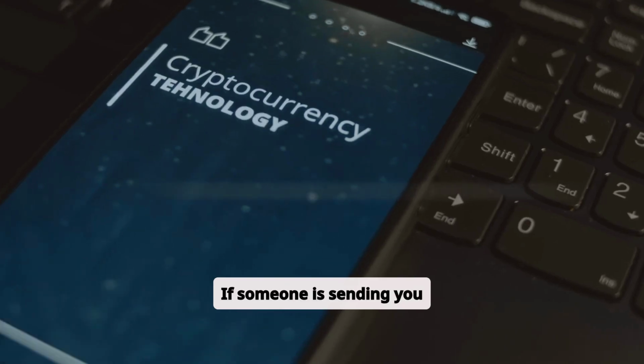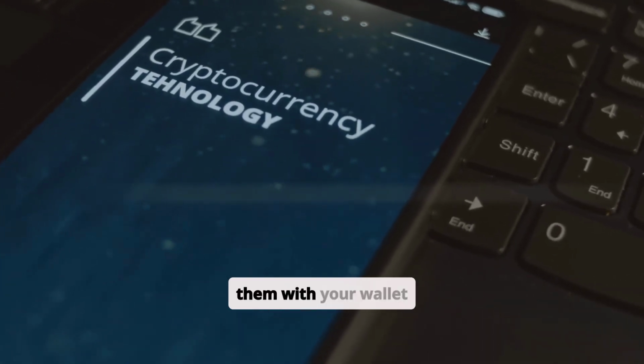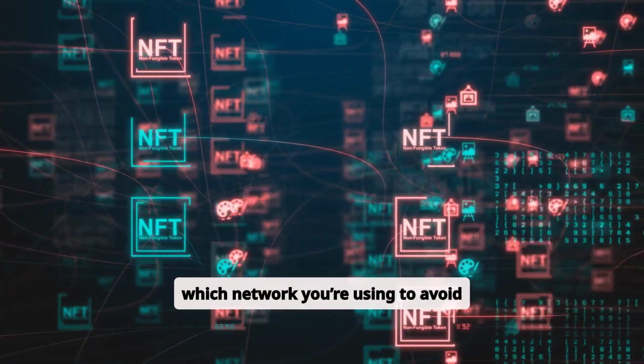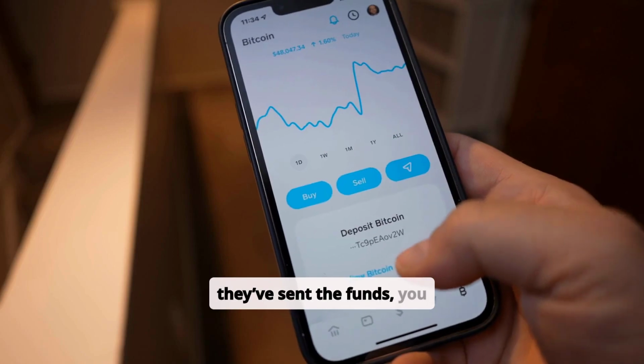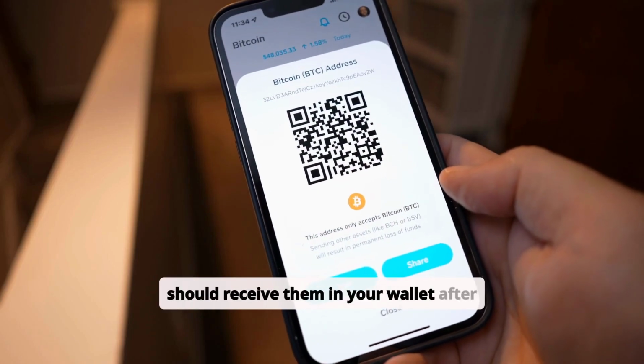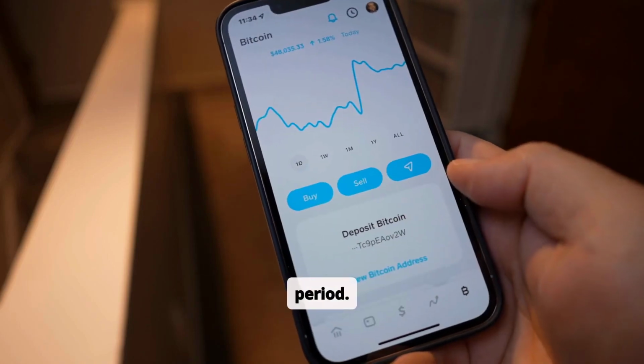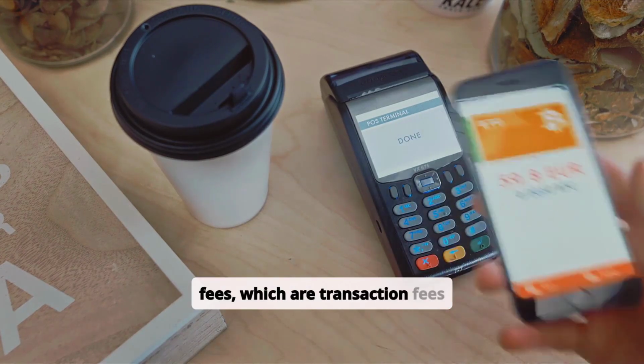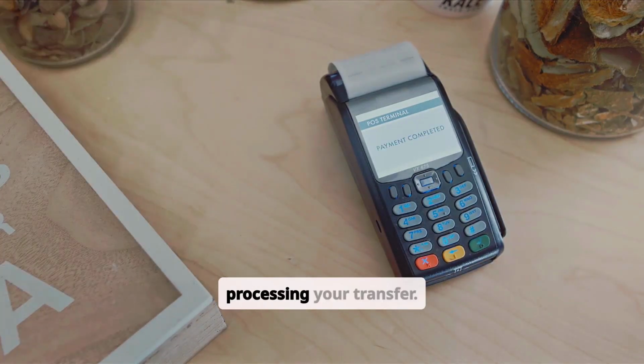If someone is sending you USDT, simply provide them with your wallet address. Be sure to confirm which network you're using to avoid issues. Once they've sent the funds, you should receive them in your wallet after a short confirmation period. An important part of any crypto transfer is gas fees, which are transaction fees paid to the network for processing your transfer.